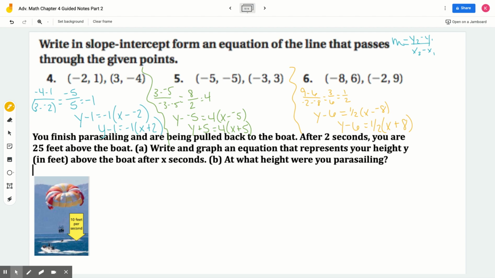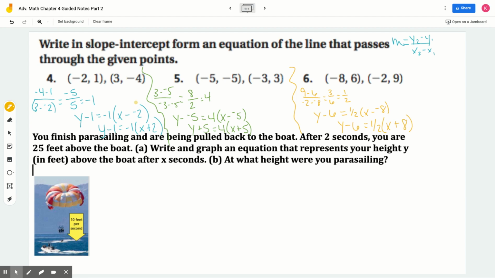Now with number 7 here, it says you finished parasailing and are being pulled back to the boat. After 2 seconds, you are 25 feet above the boat. Write and graph an equation that represents your height, y, in feet above the boat after x seconds. At what height were you parasailing?